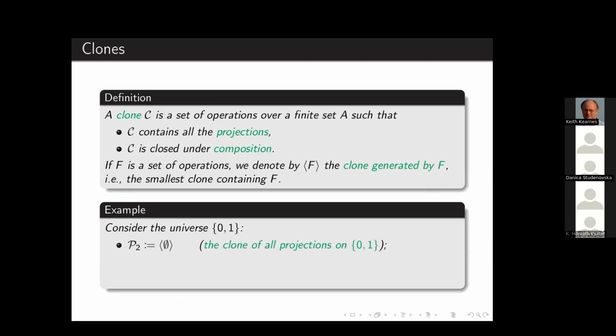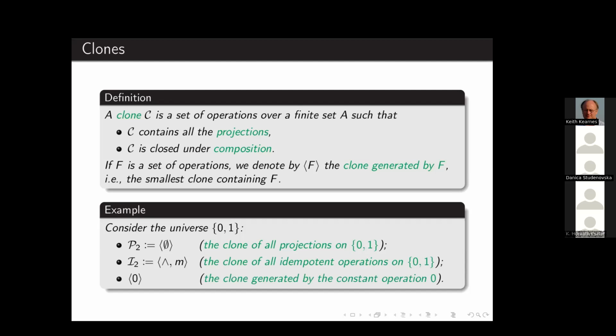So these are clones that are going to play a role during the talk, so that's why I'm giving them a name. First, if I consider the clone generated by the empty set, this is, as you would expect, the clone of all projections on a Boolean set. Then I denote by I2 the clone generated by the usual meet operation and the usual minority operation on a Boolean set. And one can see from Post's lattice that this is exactly the clone of all idempotent operations over {0, 1}.